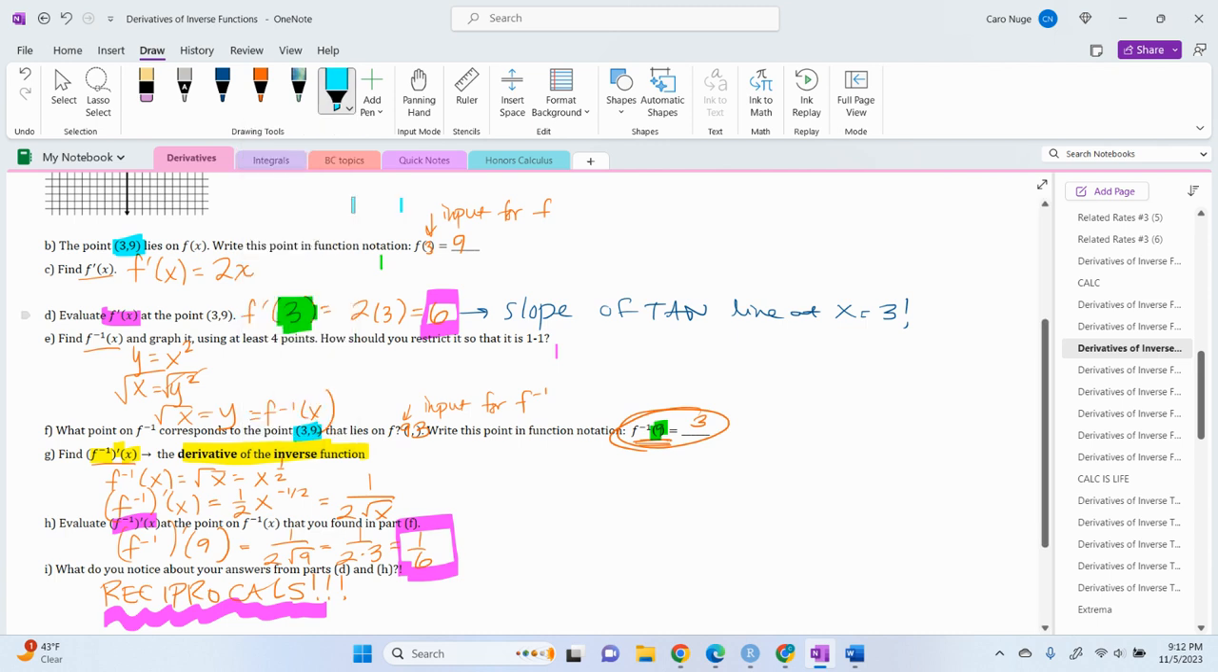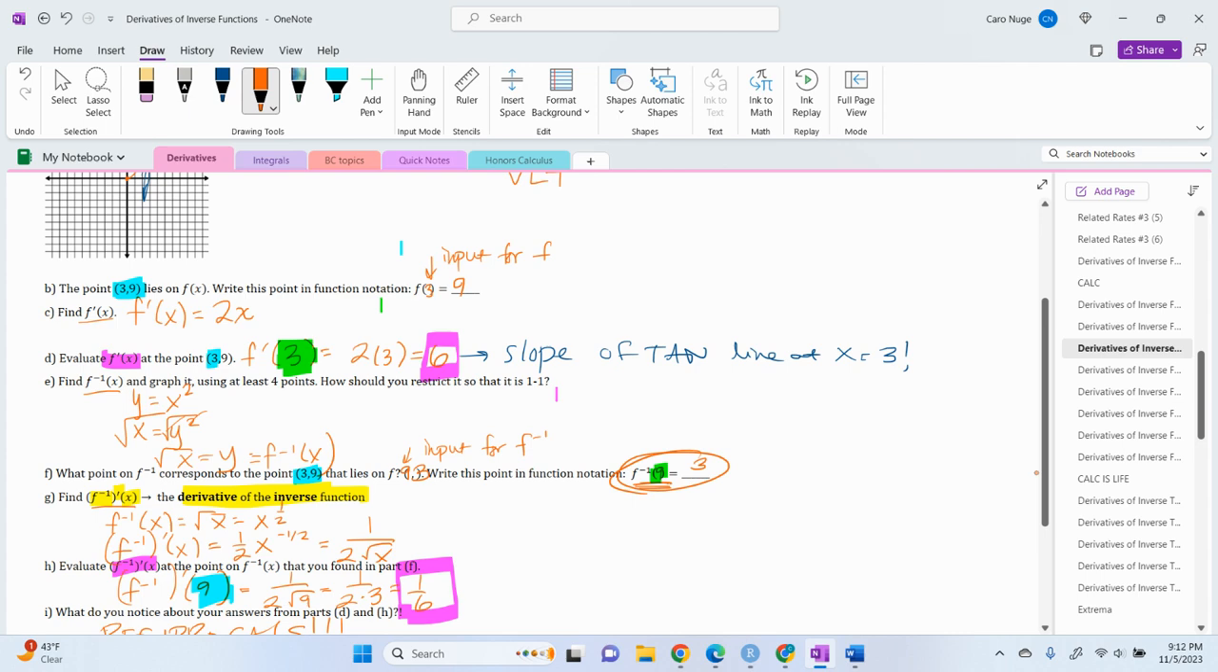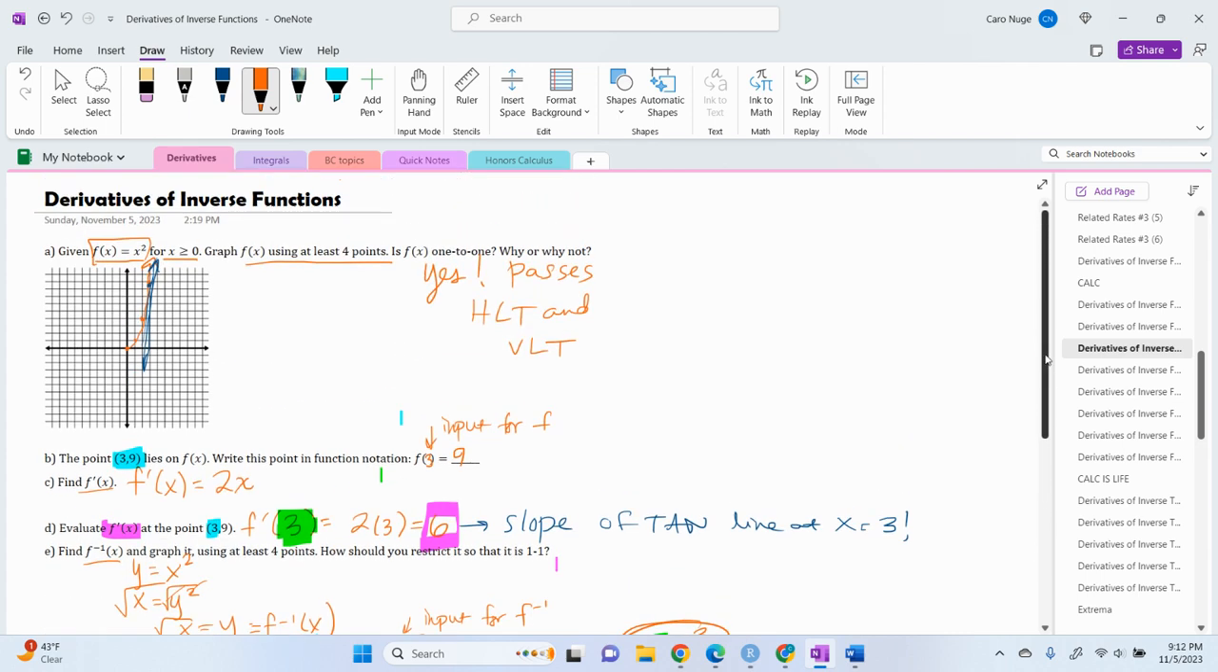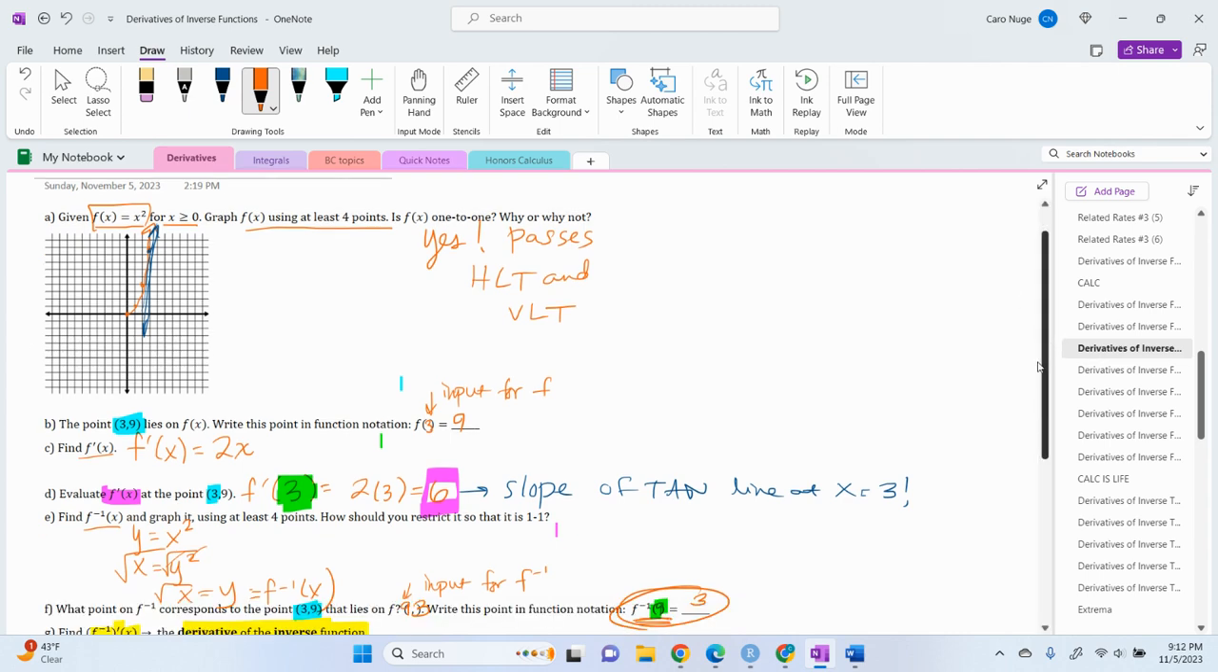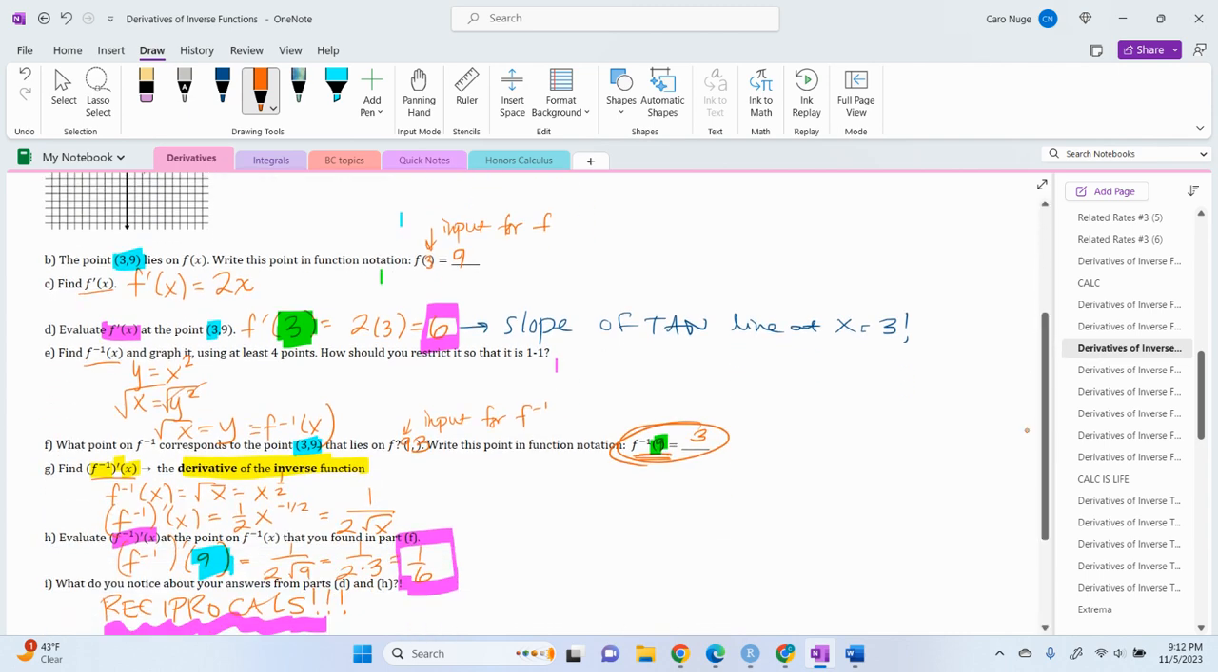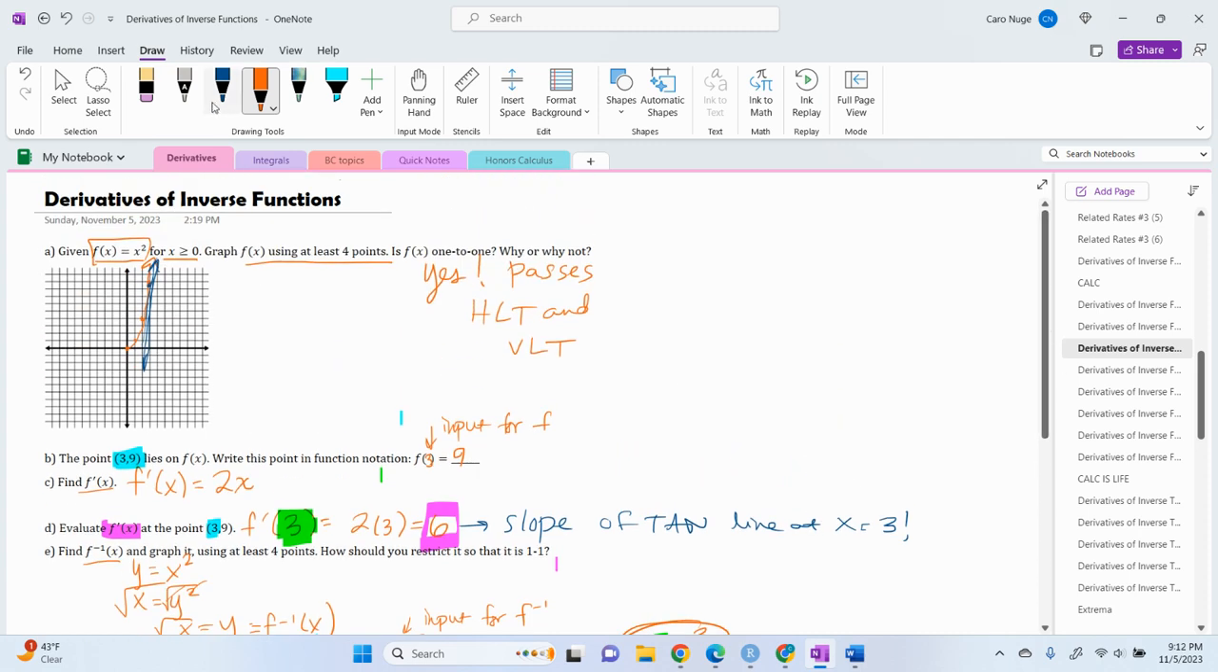The derivative of the function at 3 was 6. The derivative of the inverse at 9 was 1 over 6. So they are reciprocals, but they're reciprocals at the other number in the ordered pair. And I do want to draw this quickly, just so you know what is happening with this 1/6. This is saying the slope of the inverse at 9 is 1/6. Let's see if that makes sense.